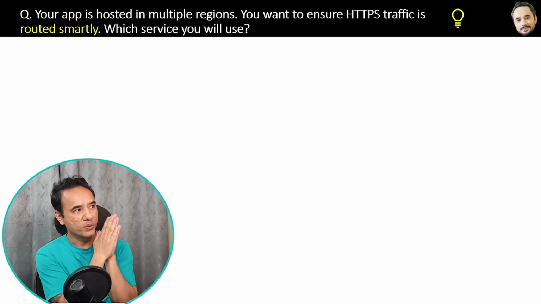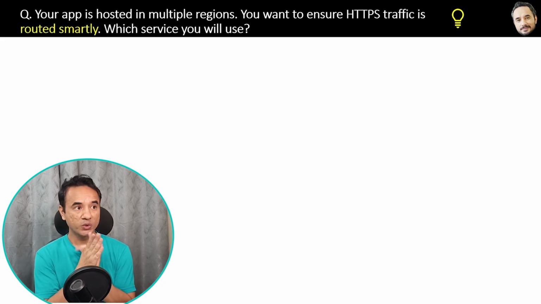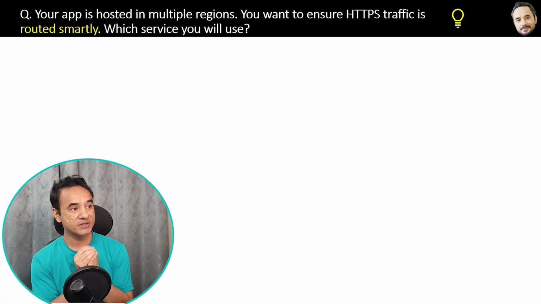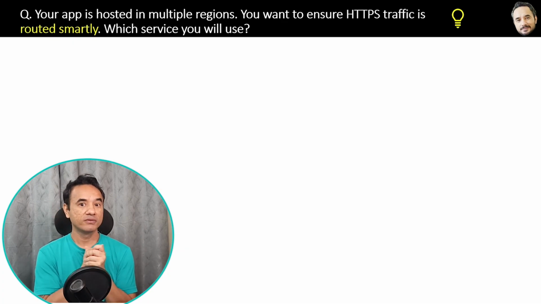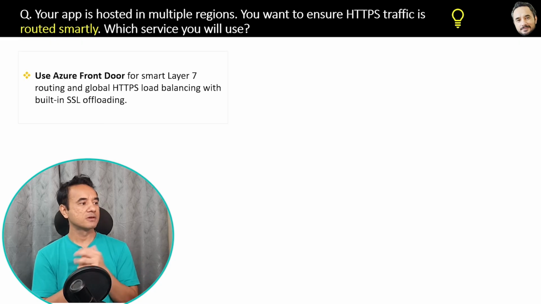Okay. Your app is hosted in multiple regions. You want to ensure HTTPS traffic is routed smartly. Which service will you use? Yes, there are many services. Now think in your mind, what is the exact answer? Done? Use Azure Front Door for smart layer 7 routing and global HTTPS load balancing with built-in SSL.